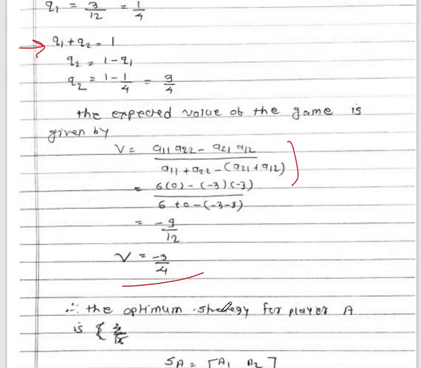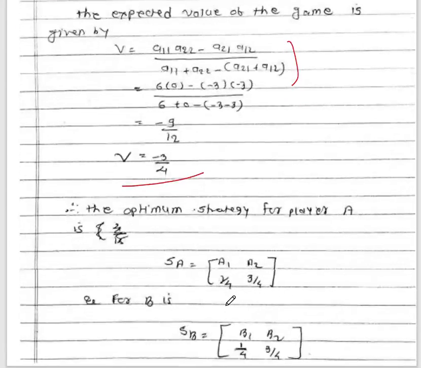Therefore the optimum strategy for player A is P1 P2, that is 1 upon 4 and 3 upon 4, and the optimum strategy for player B is Q1 Q2, that is 1 upon 4 and 3 upon 4, and the value of the game V is minus 3 upon 4. So this is all about how to solve the given 2 by 2 payoff matrix without a saddle point.